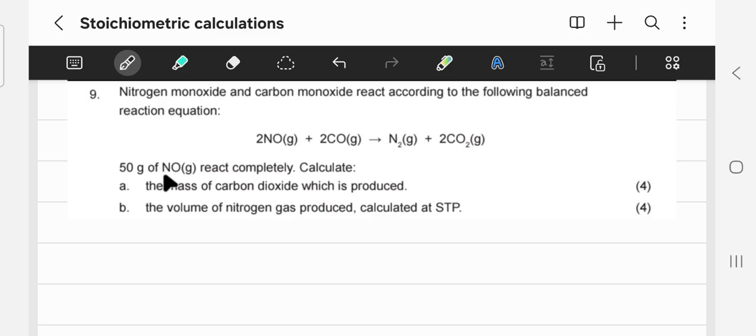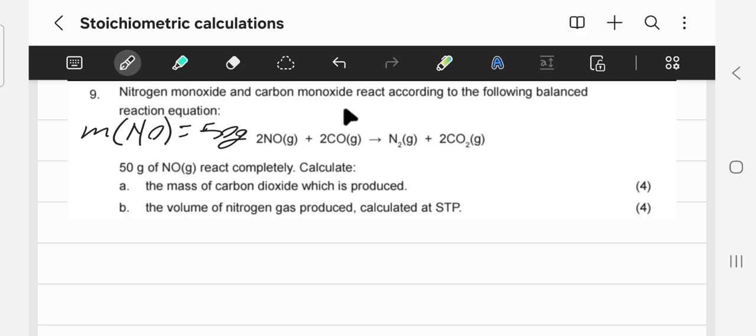They are saying here 50 grams of nitrogen monoxide reacts completely. Calculate A, the mass of carbon dioxide which is produced. Now check what's going on here guys. We are given the mass. The mass of NO in this case is equal to what? 50 grams. So the information that we have is that of NO. And what are we looking for here? We are looking for the mass of carbon dioxide.